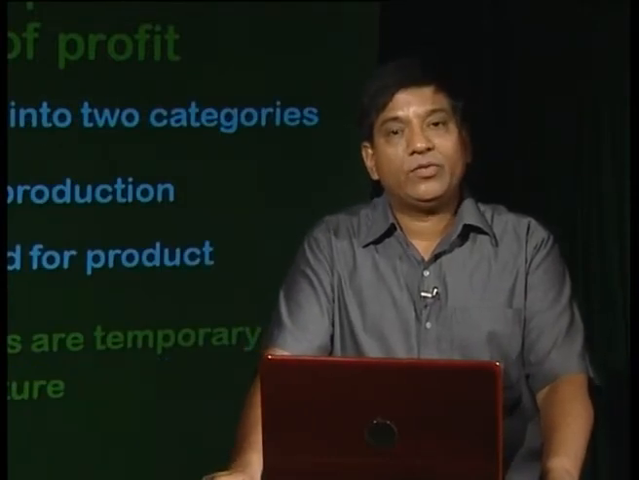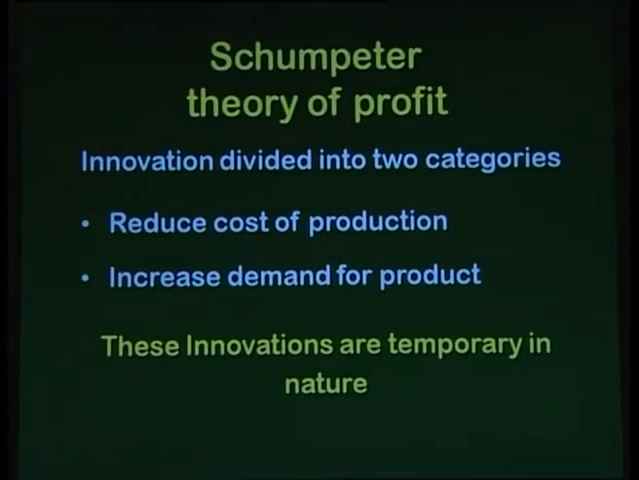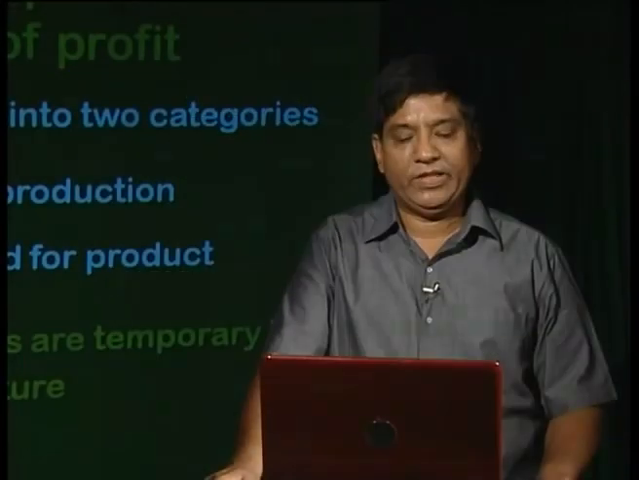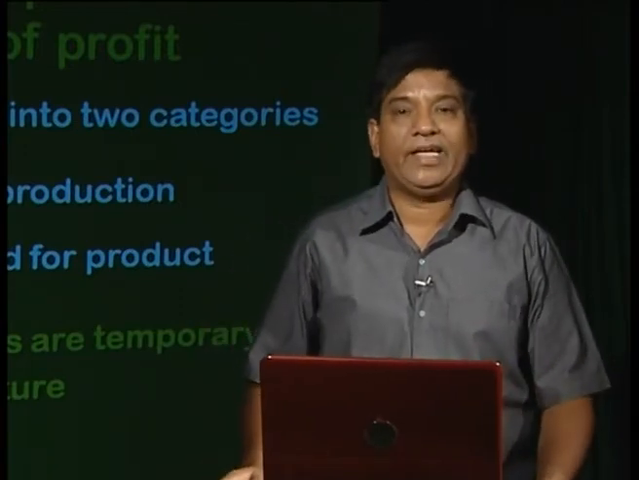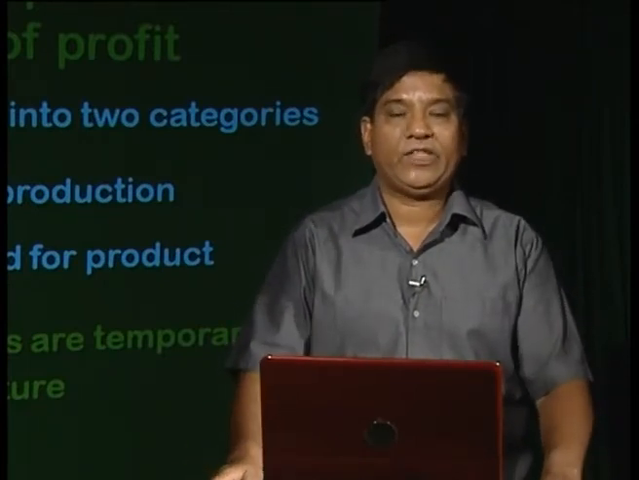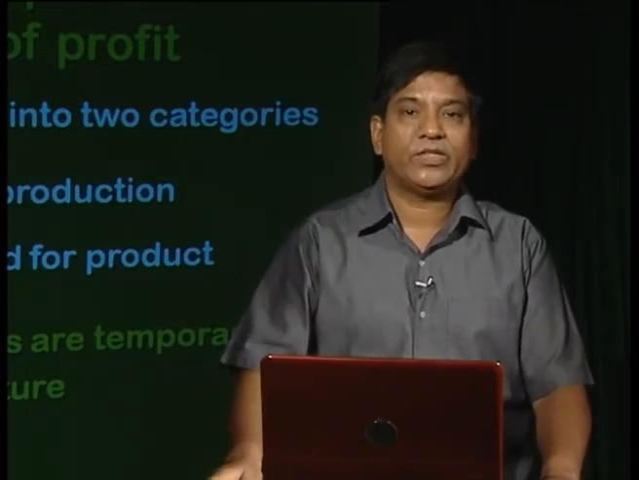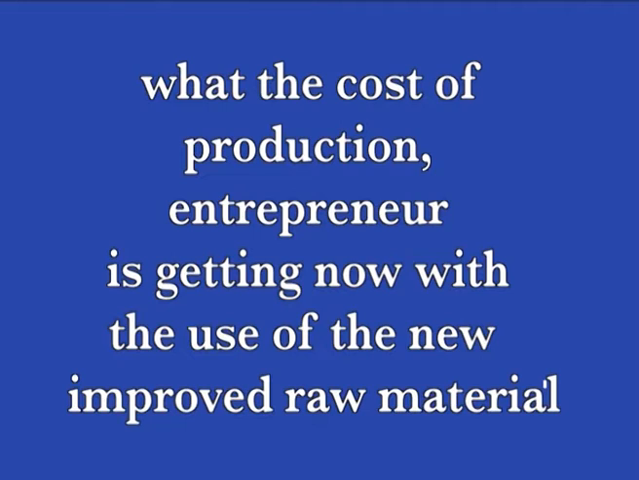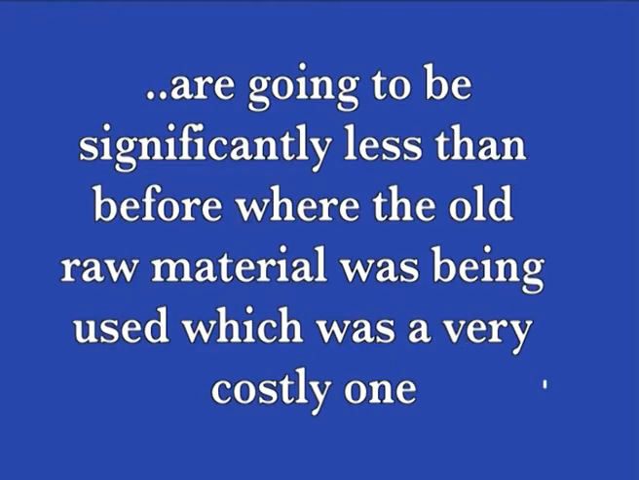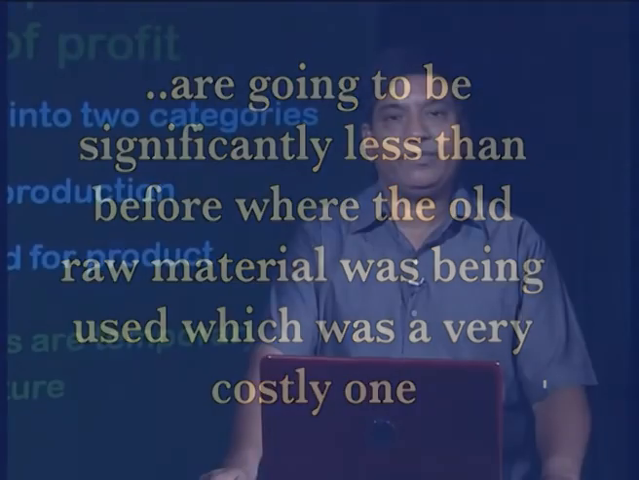Now, basically, according to him, innovation is divided into two categories. First is innovation which reduces the cost of production. Second is innovation which increases the demand for the product. Now, we can consider examples for both these categories. For example, if a new raw material is identified and that raw material is highly cost effective, and this raw material is used in the production system, the cost of production the entrepreneur gets with the new improved raw material is going to be significantly less than before, where the old raw material was being used, which was a very costly one.